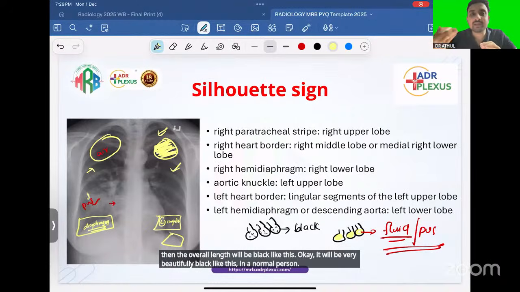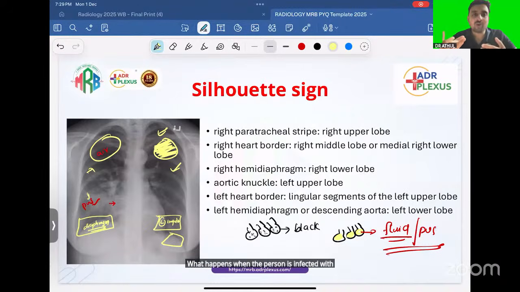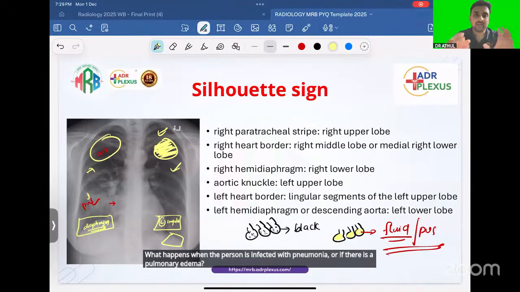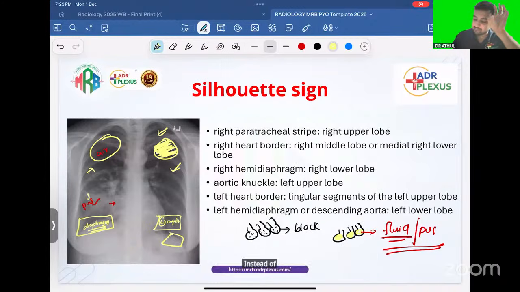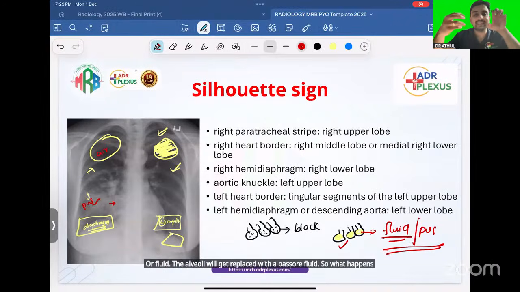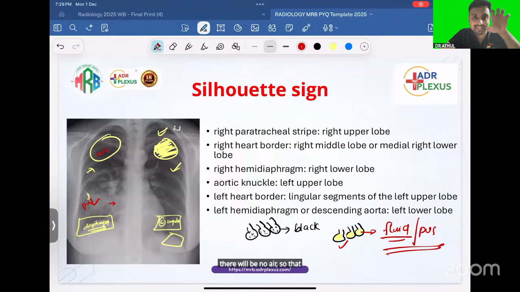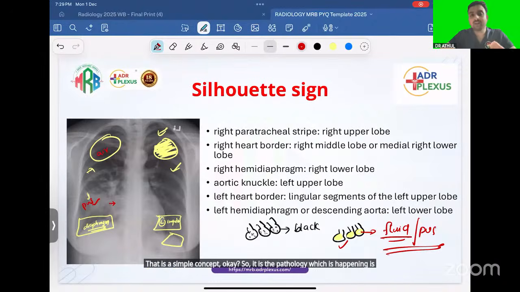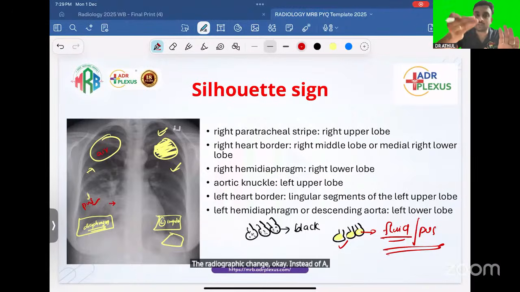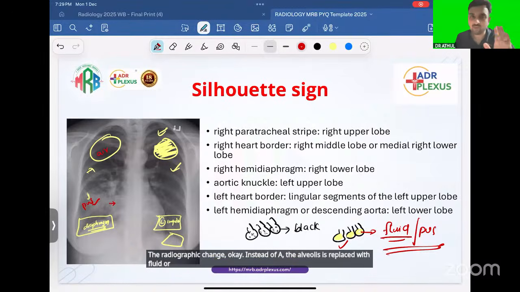What happens when the person is infected with pneumonia or has pulmonary edema? Instead of air, the alveoli will get replaced with pus or fluid. There will be no air in that region, so that region will appear white. That is a simple concept. It is the pathology which is happening that is the reason for the radiographic change. Okay, I will move forward.